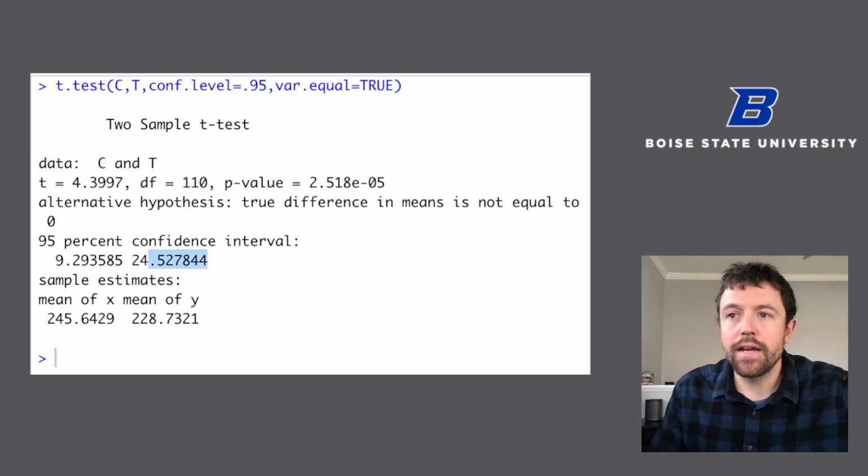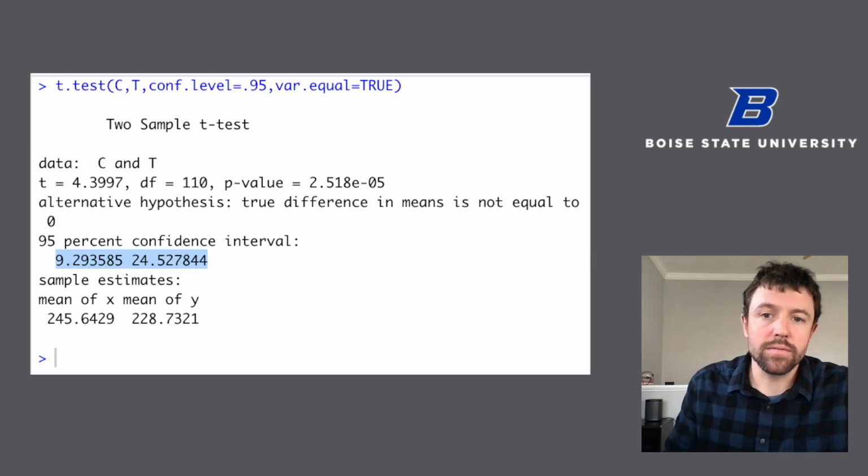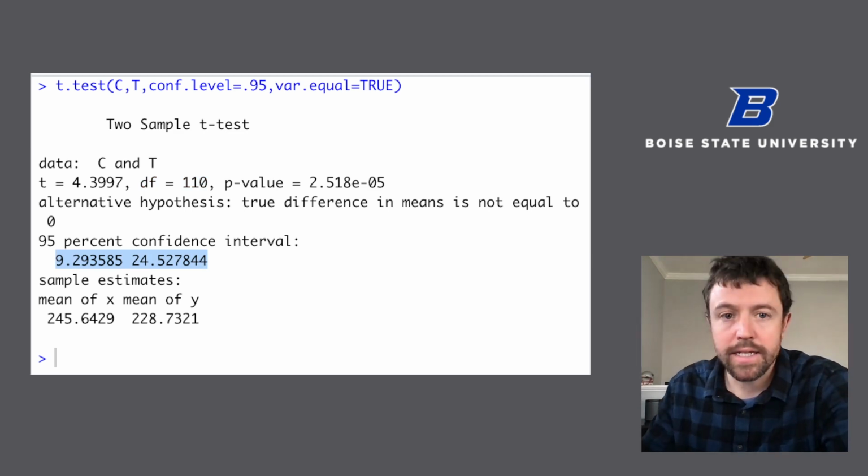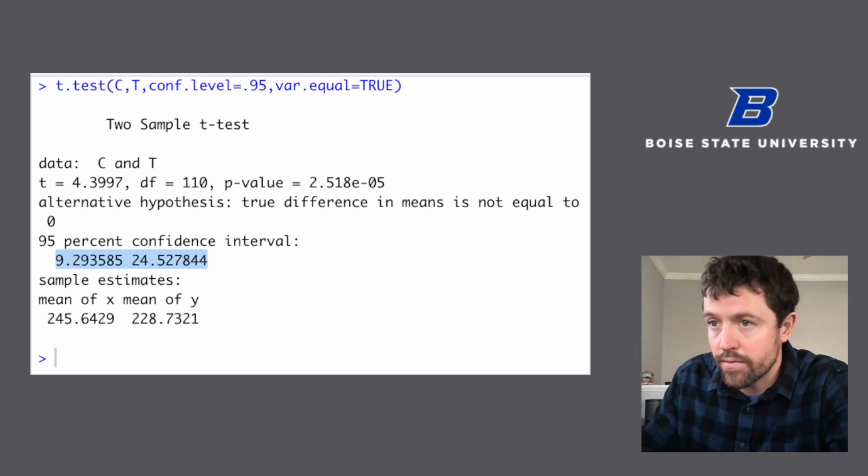And so now we have a 95% confidence interval that looks more reasonable. So I'll write that down. It looks like our interval is, I'll round to 1 decimal place, 9.3 to 24.5.